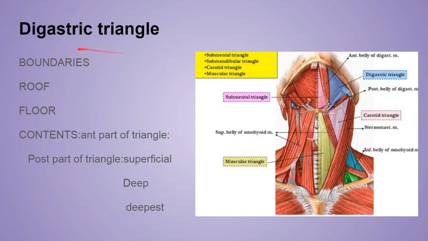Now the digastric triangle. The digastric triangle is this one. This is a digastric triangle which is in a pair over here and over here also. The submental triangle is only one, while this digastric triangle is 2 in number, one on each side.